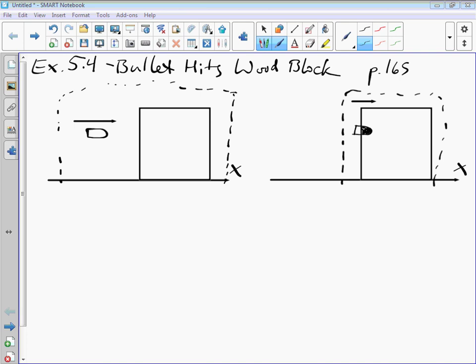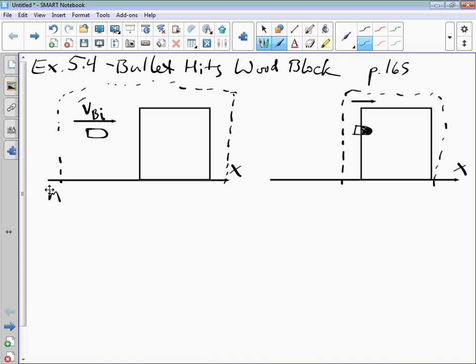So the first thing we're going to want is some sort of a sketch with a before and after situation. On the left is my before situation. I've got a bullet approaching a wooden block. One of the things that we're going to be looking for is velocity of the bullet initially. Velocity is a vector, and the block has no velocity at the beginning.